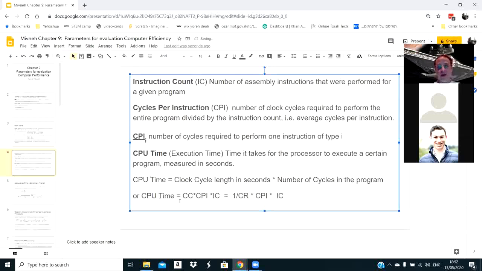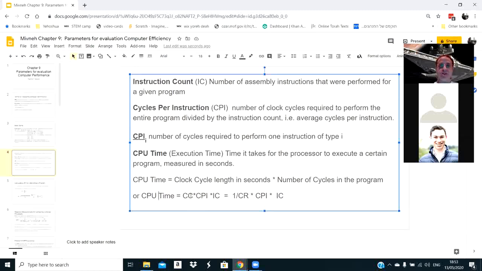CPU time is equal to, in other words, how much time is the CPU actually working? It's irrespective of the input-output. It's the CC, which is the length of a clock cycle, times the average of the CPI. How long is your average instruction? And then IC, which is your instruction count. How many instructions are there in your program? That makes sense.